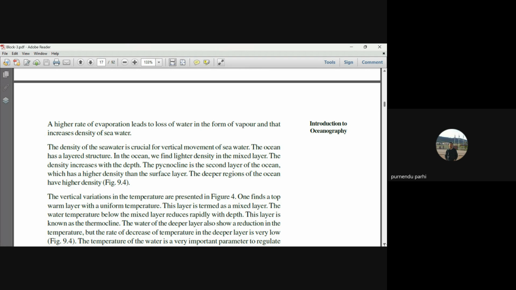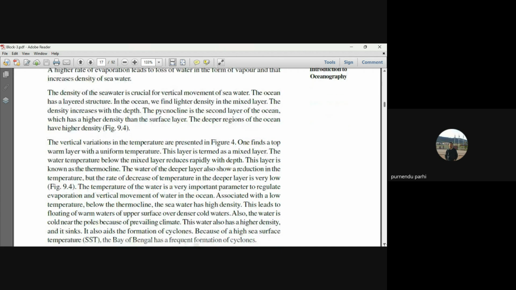The ocean has a layered structure. In the ocean, we find lighter density in the mixed layer. The density increases with the depth. The pycnocline is the second layer of the ocean, which has a higher density than the surface layer. The deeper regions of the ocean have higher density. The vertical variation in the temperature is presented in figure 4.